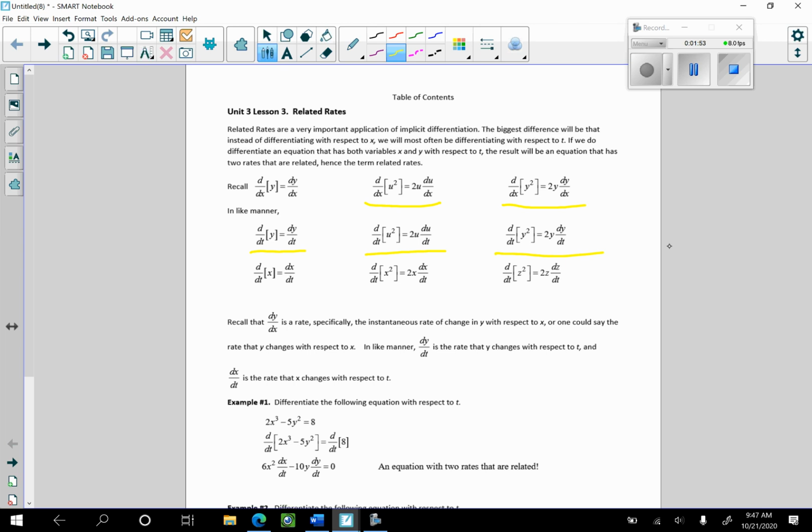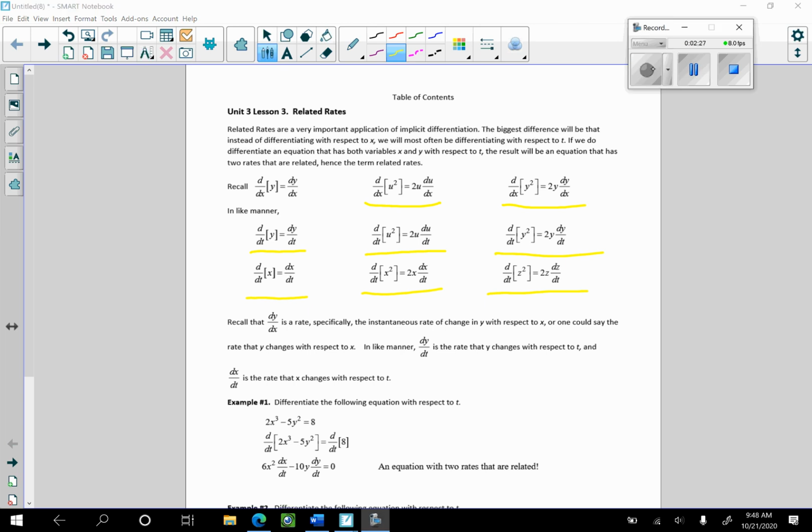In like manner, the derivative of x with respect to t is dx/dt. The derivative of x with respect to x is 1. The derivative of x with respect to t is dx/dt. The derivative of x squared with respect to t is 2x dx/dt. The derivative of z squared is 2z dz/dt.